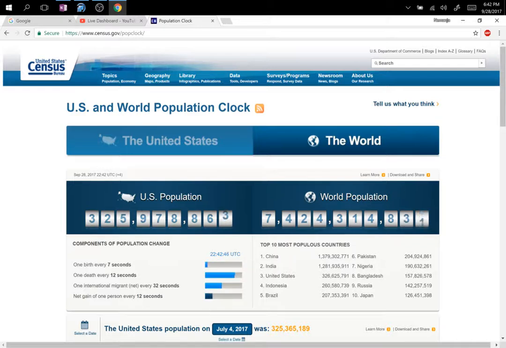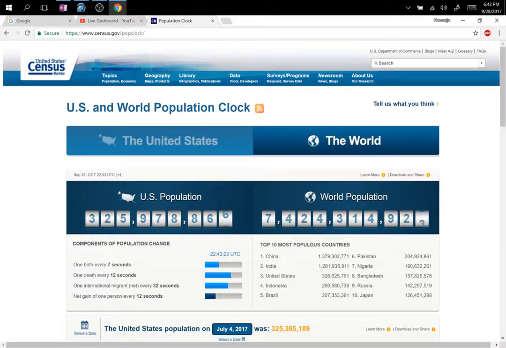Write down that number right now, and see tomorrow at the same time, you'll see a 212,000 difference. Look at this: one birth every 7 seconds, one death every 12 seconds. Oh, so there are more deaths than births? No, every 12 seconds one died, and in 14 seconds, 2 kids were born. Right, I got you.